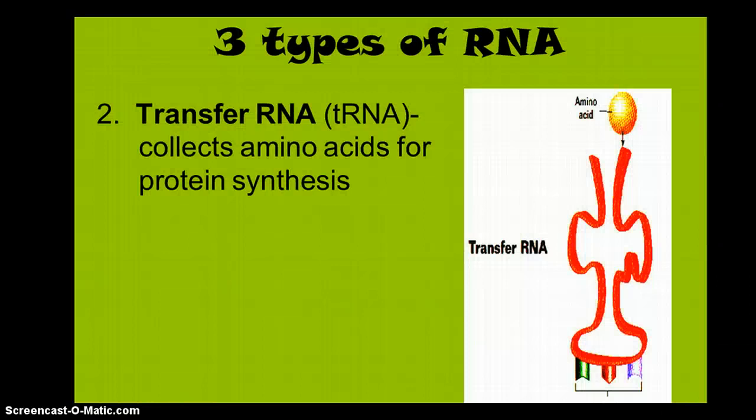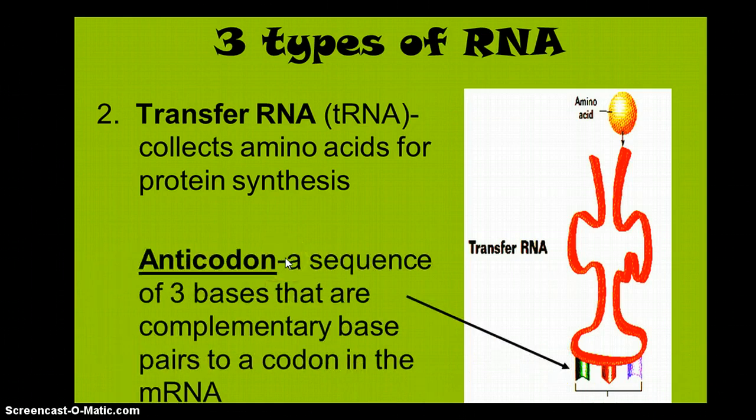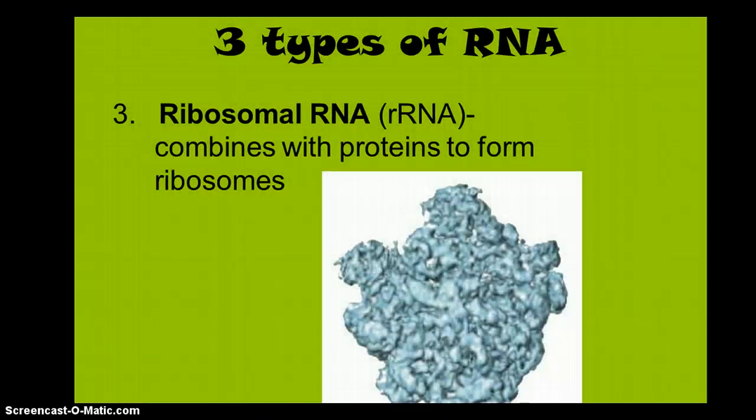There are three types of RNA. Another type is transfer RNA, and it collects amino acids for protein synthesis. So what it's going to do is collect an amino acid and bring it to the messenger RNA. There's an anticodon, a sequence of three bases that are complementary base pairs to the codon in the mRNA. And then there's ribosomal RNA. It combines with proteins to form ribosomes.